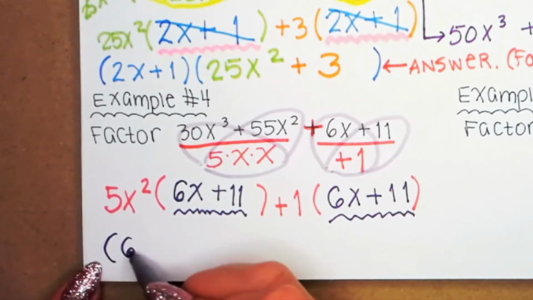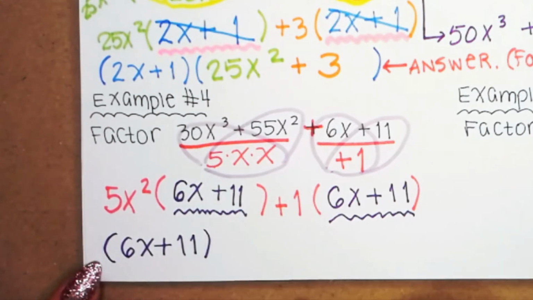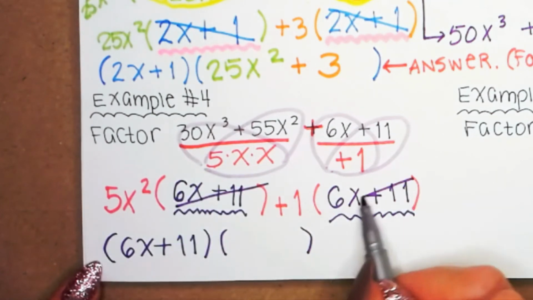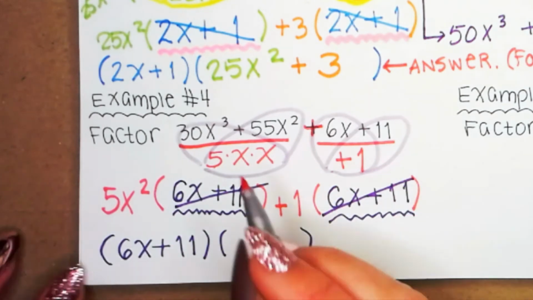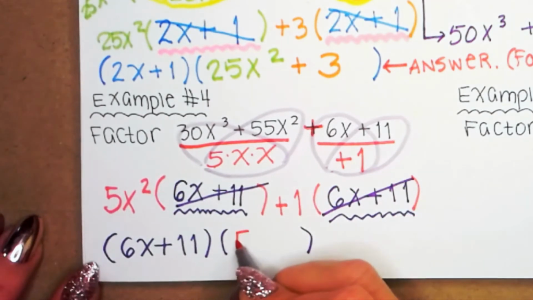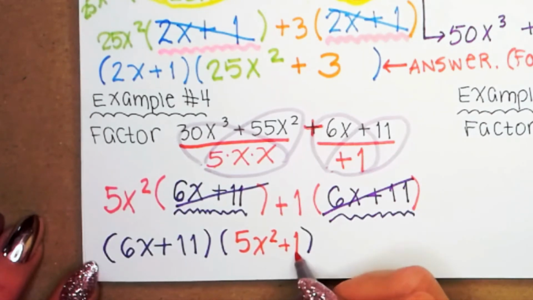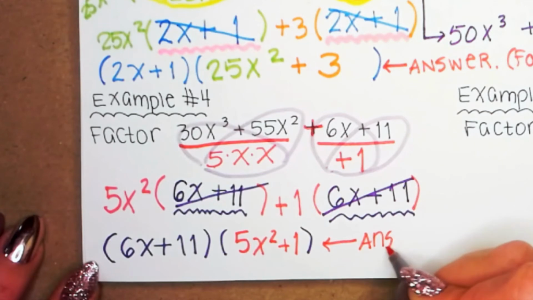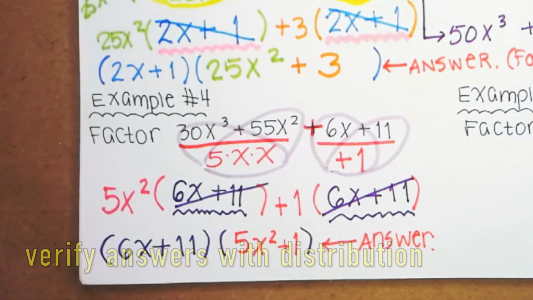Pulling that all the way out front, 6x plus 11. What will be left inside? Remember, if you factor it out, it divided, it's gone, it reduced to 1. The only thing left inside will be 5x² plus 1. There we have our answer, and it can be verified with distribution.